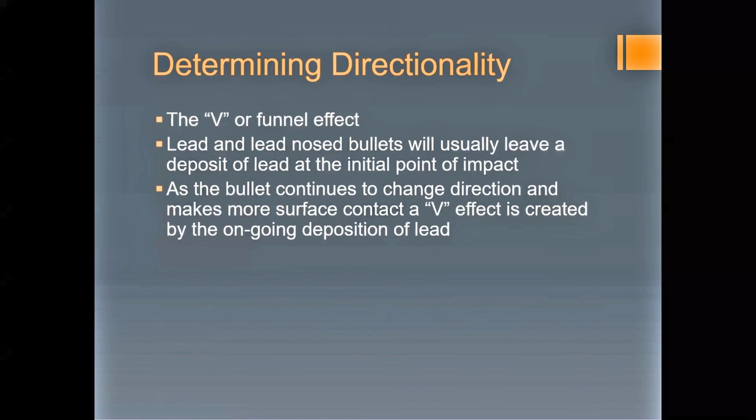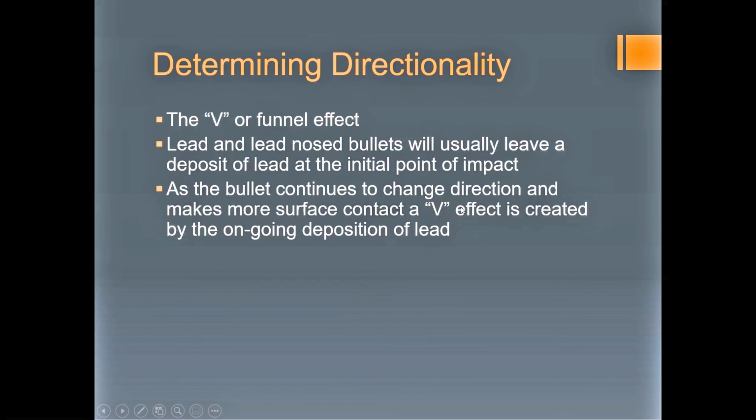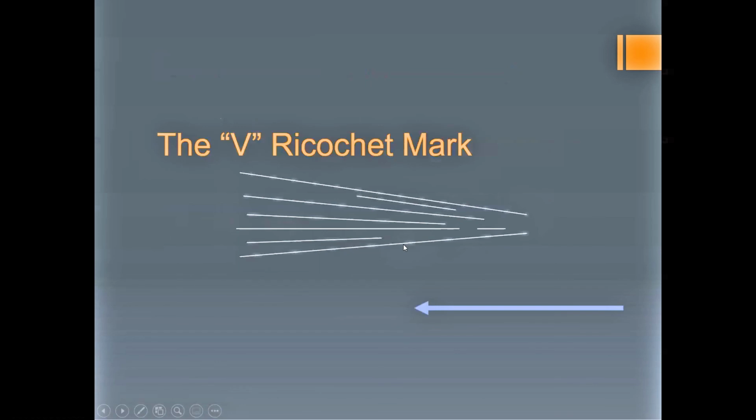So another way to determine directionality is the V or funnel effect. So lead and lead-nosed bullets will usually leave a deposit of lead at the initial point of impact. And as the bullet continues to change direction, it makes more surface contact. A V effect is created by the ongoing deposition of lead. Right? So when you see this V shape right here, it's going to give us our direction of travel. You see our direction of travel here is from right to left. Okay, think it sort of radiates out, right? Creates this V shape.